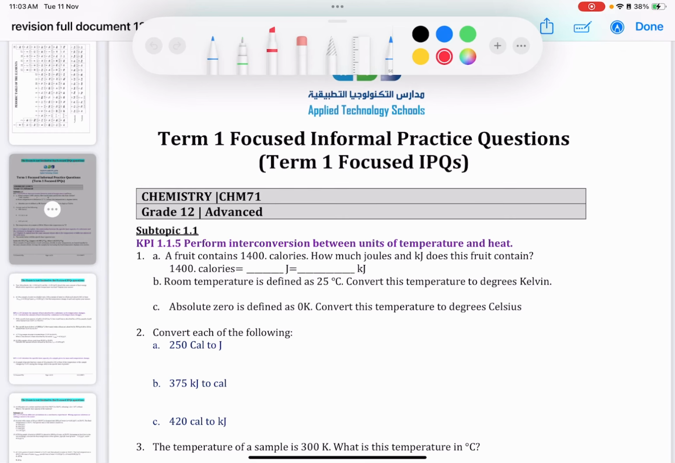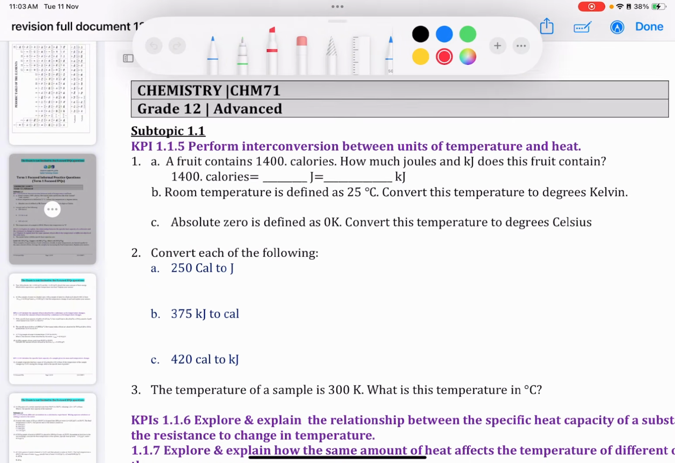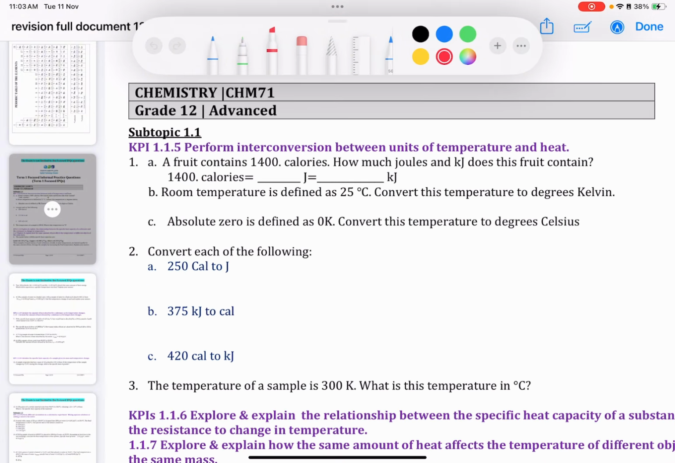In this tutorial, I am going to explain how to solve the focused questions for the 12 Advanced End of Term 1 exam. Let's first begin with topic 1.1. A fruit contains 1,400 calories. How many joules and kilojoules does this fruit contain?